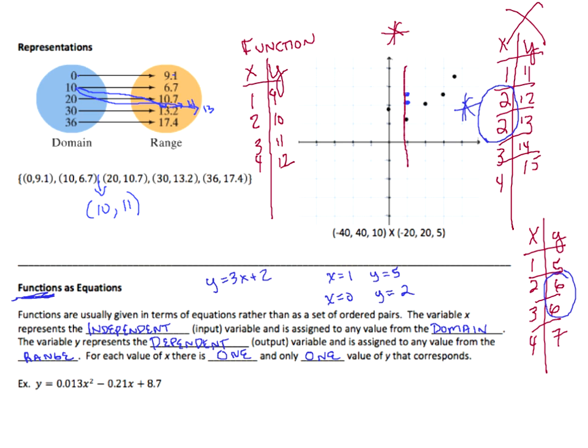Here's an example of a function as an equation. This is actually a quadratic function. Just for the record, the reason that 3x plus 2 is linear is because the degree is 1. X is raised to the first power. That's your highest value of your exponent. This particular equation down here is quadratic.